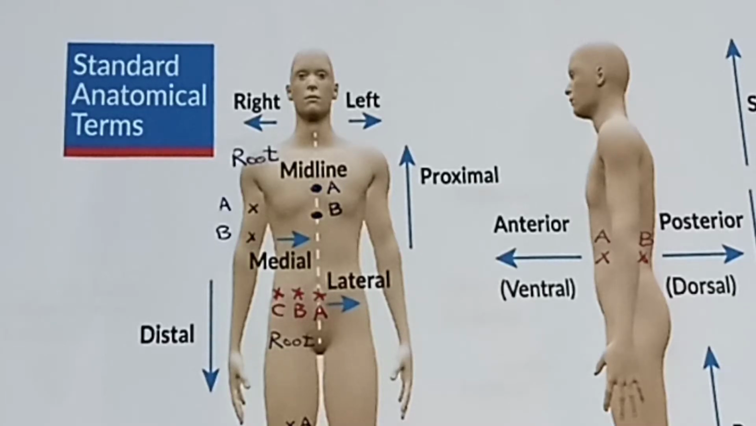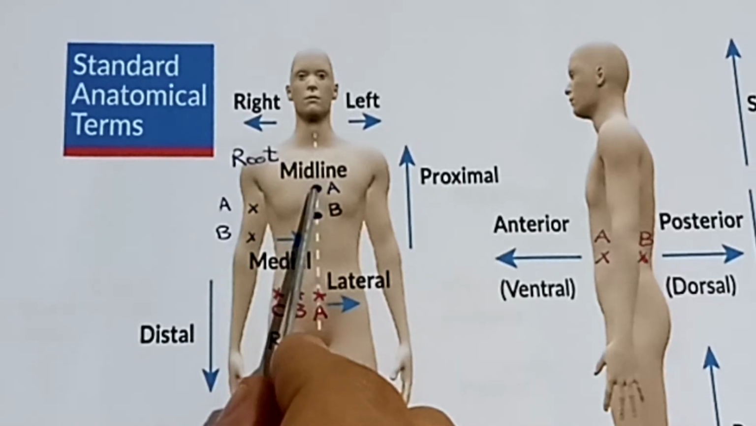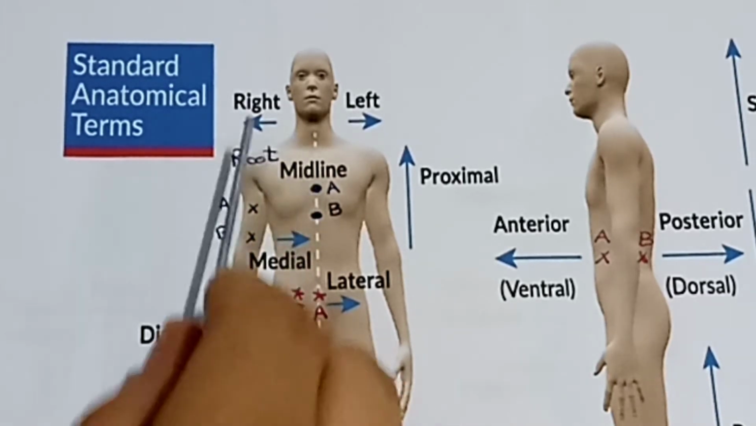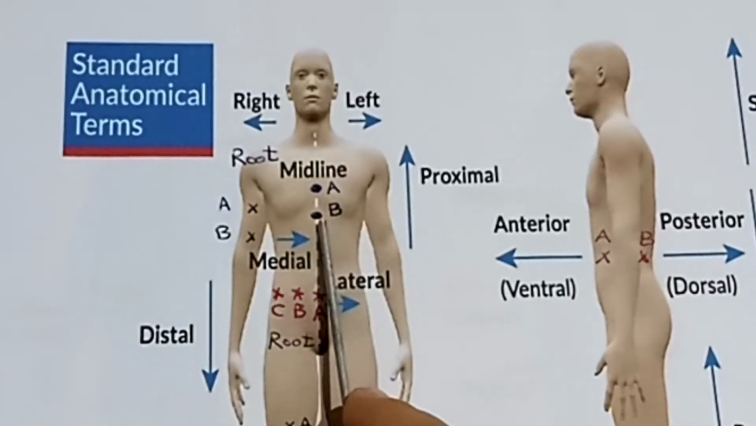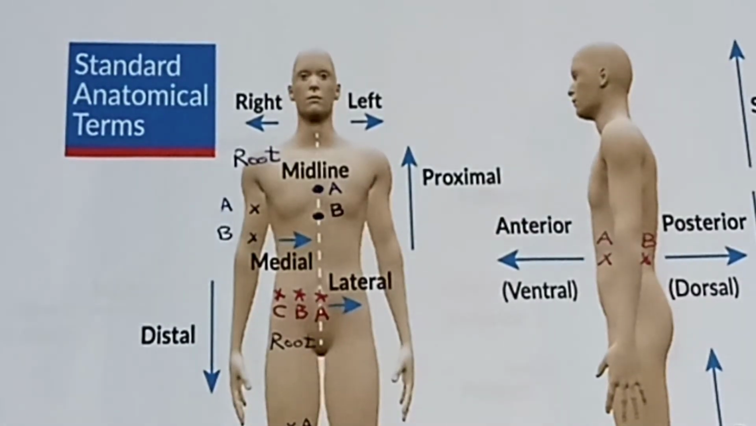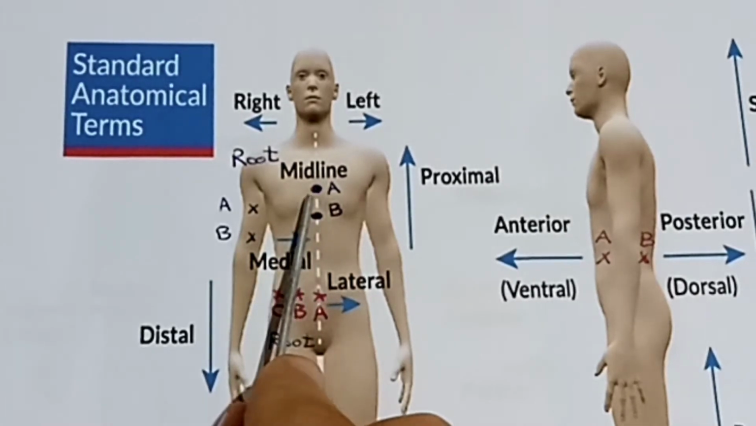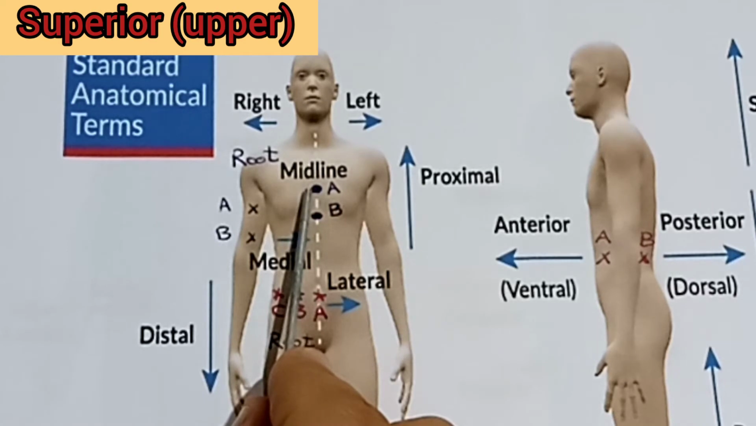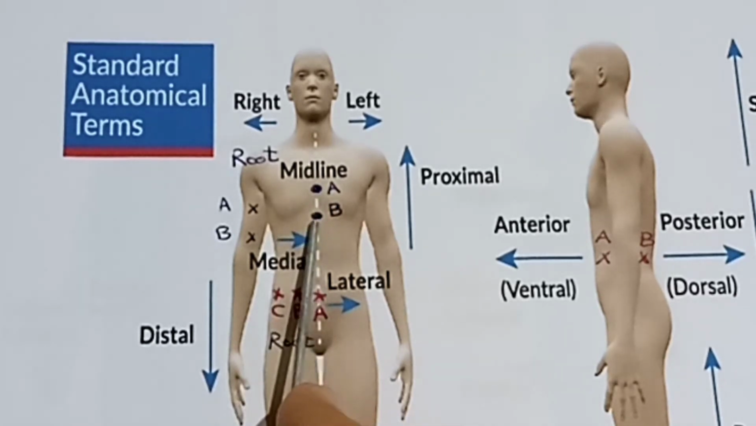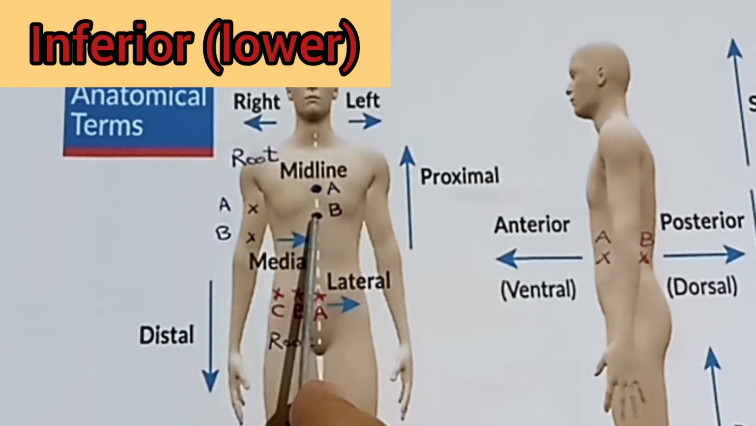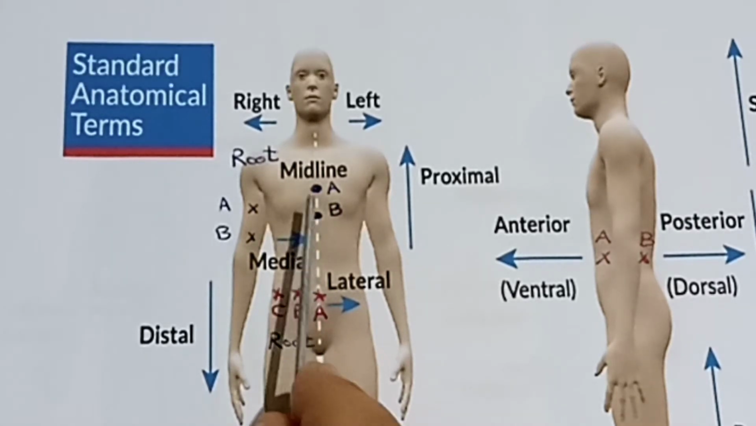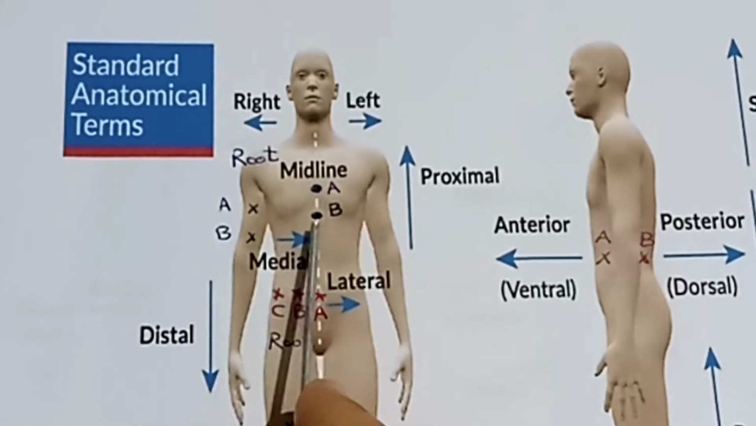If you have two structures, like structure A and B, structure A lies above, close to the head, while structure B lies below, close to the foot. You describe structure A, which lies above, by the word superior or upper, while structure B that lies below is described with the word inferior or lower. So superior or upper means above, inferior or lower means below.